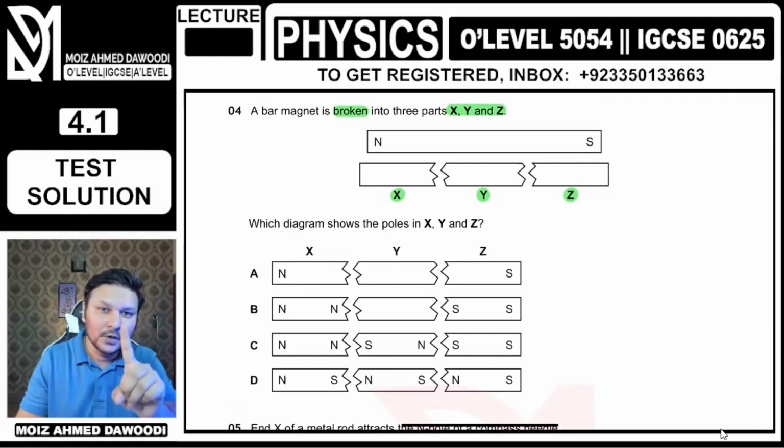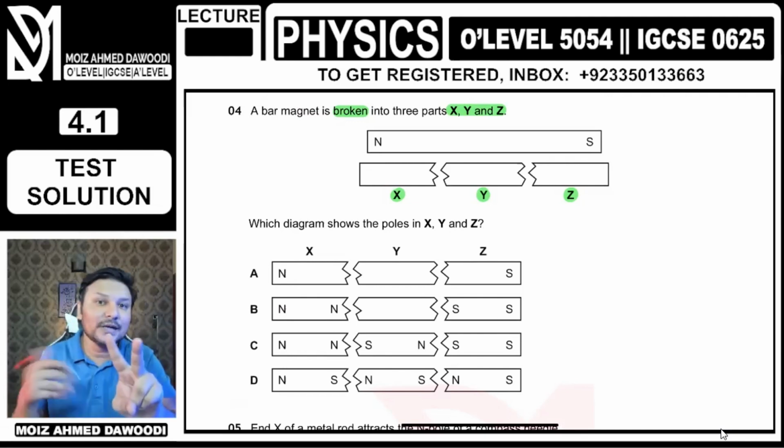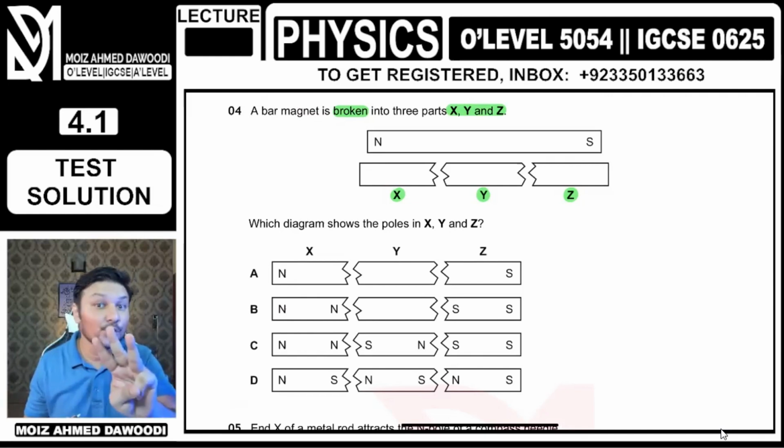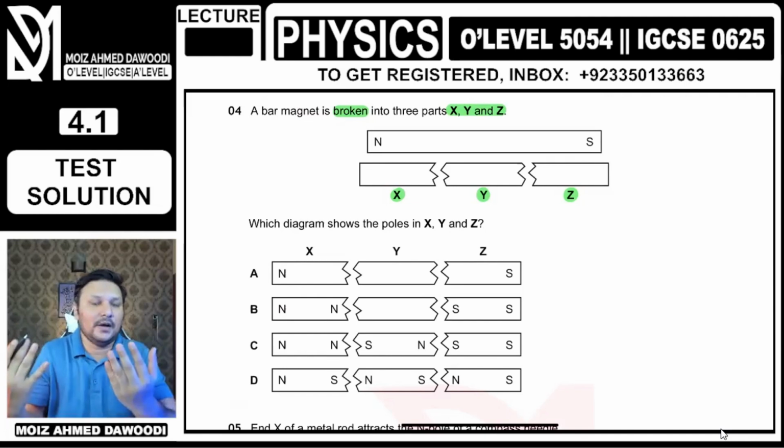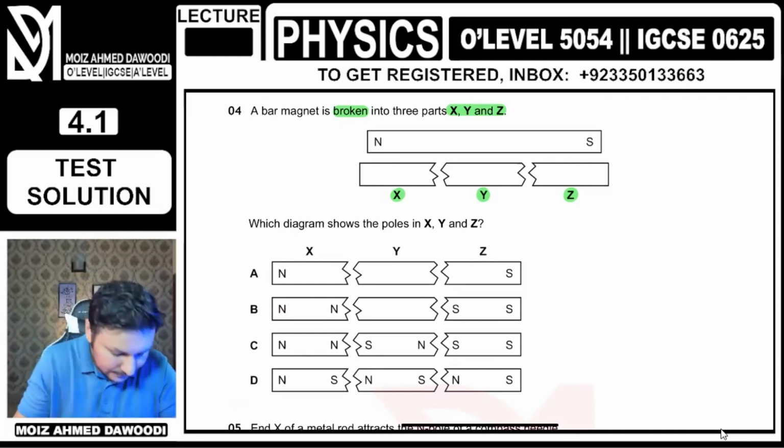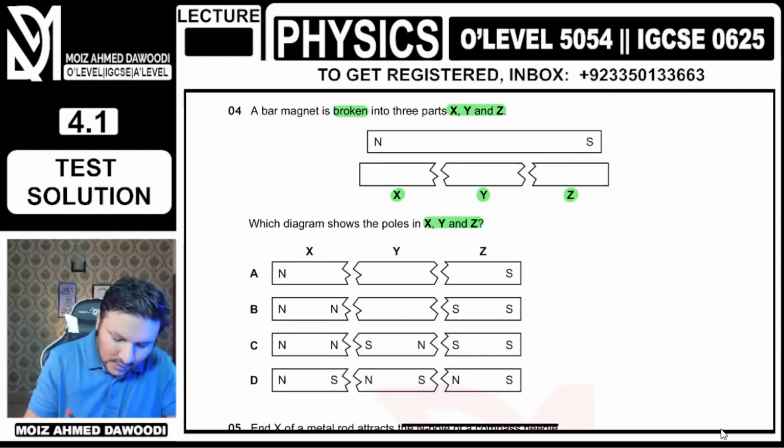One, you check out each and every option. Second, you know the correct answer. Third, you know the wrong answers. So this is how the correct answer will always come to the surface. Which diagram shows the poles in X, Y, Z? So here I know the correct answer. How do I know the correct answer?